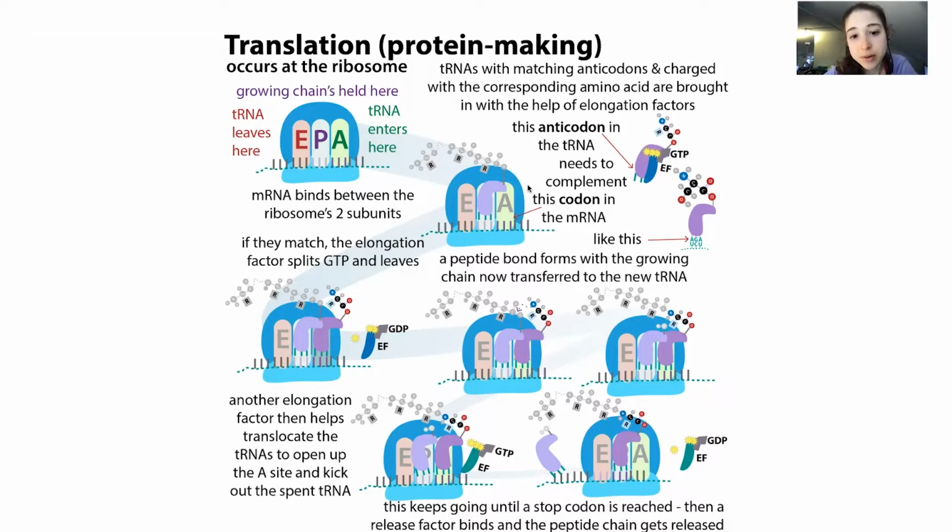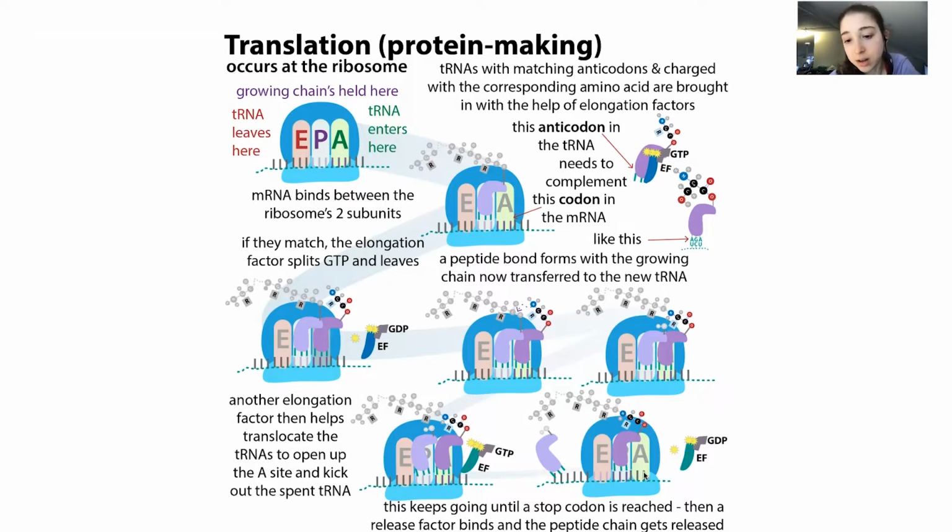And so basically what's going to happen is that when the ribosome's traveling along, the tRNA is going to come in with the help of elongation factors. When the matching one binds, a new peptide bond is going to form, with the growing chain transferred to the new tRNA. Then another elongation factor comes and helps shift things over to the P site, so you're opening back up the A site.